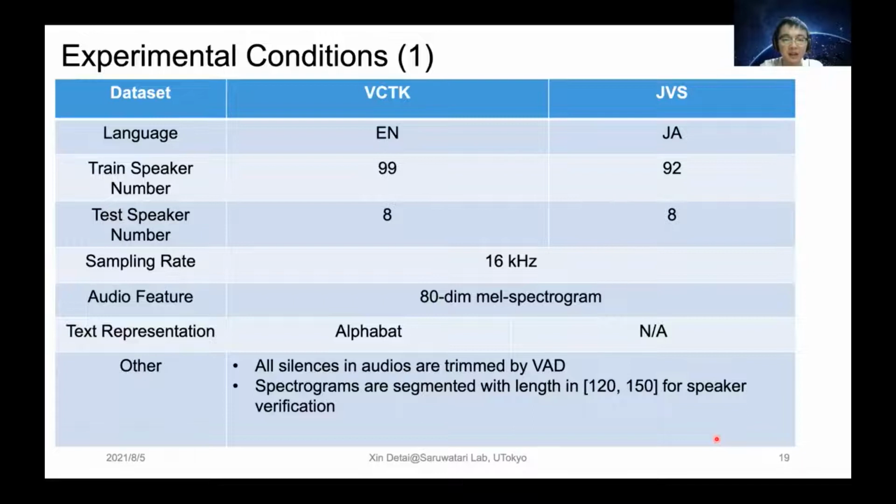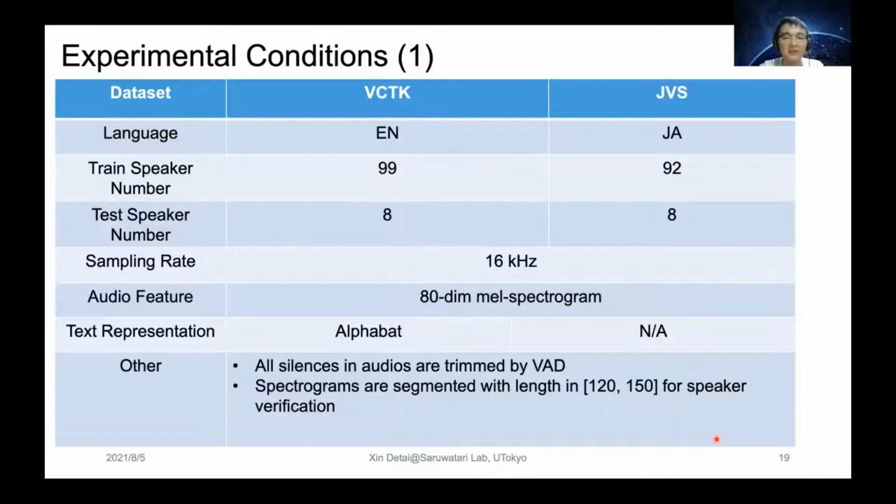Finally, I will describe the experimental results. The experimental conditions are listed in this table. We used a multi-speaker English dataset, ATK, and a Japanese multi-speaker dataset, JVS, to train the model. The total speaker number is 207. We picked 16 speakers from the datasets as the unseen speakers.